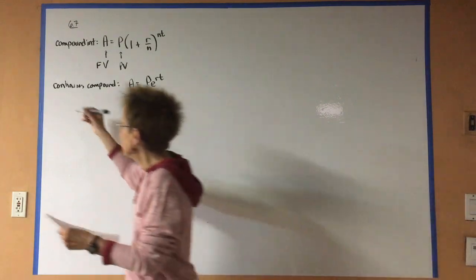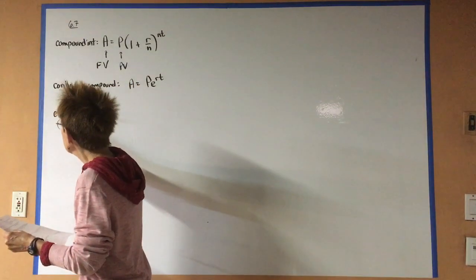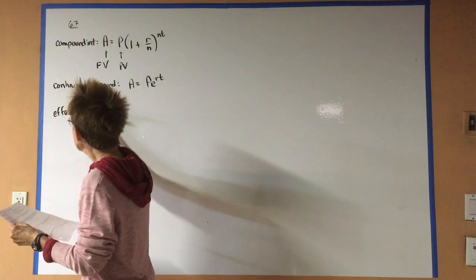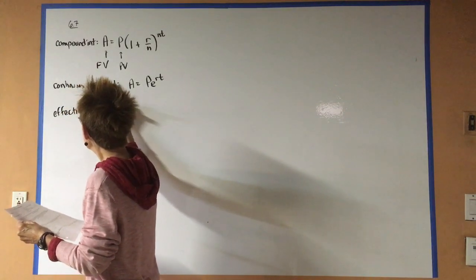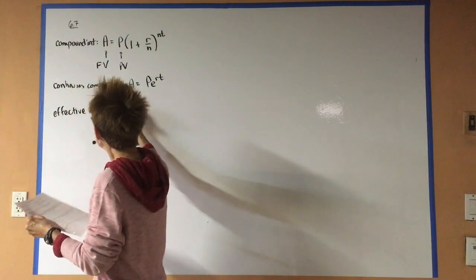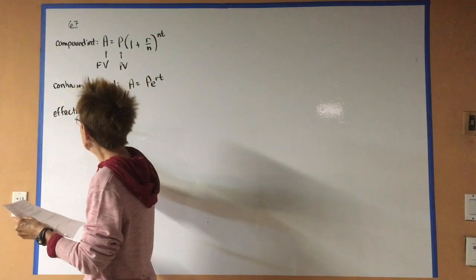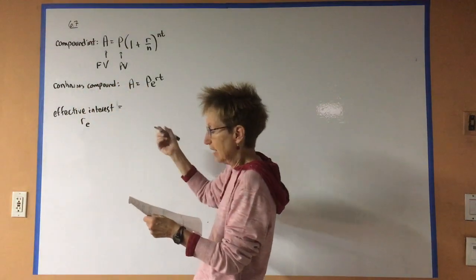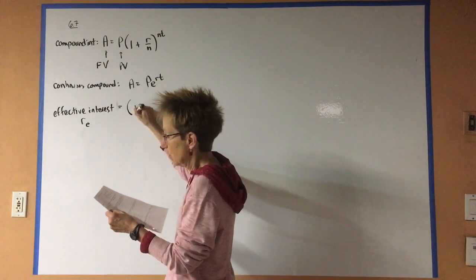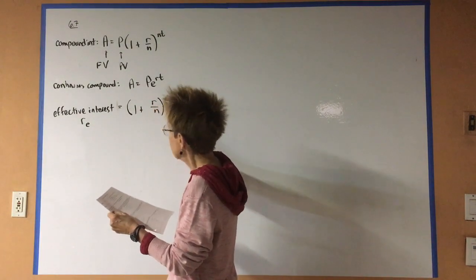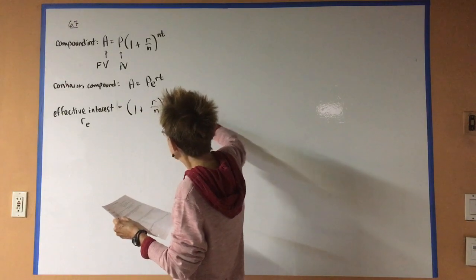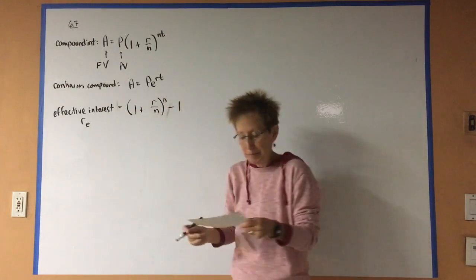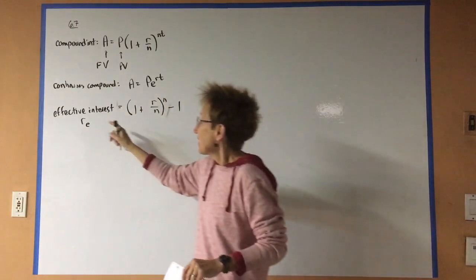The effective interest, which is the little symbol R sub E, for compounding n times per year is the formula (1 + r/n)^n − 1. That's what I don't have memorized.